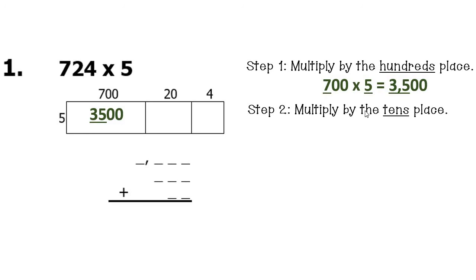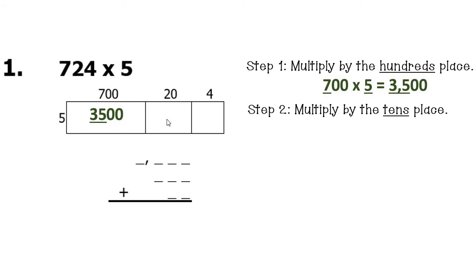Our second step now is to multiply by the tens place. So the same idea, I'm going to take the 20 that's above the row that labels how many I have going across, times 5 is how many rows I have. And again, this is multiplying by a tens fact, so we can use our little trick here.